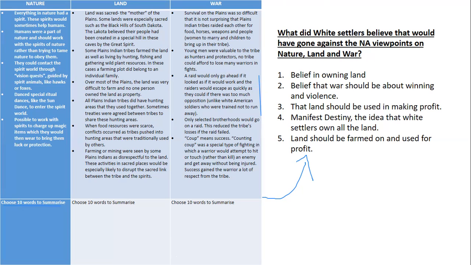How did the Native Americans go against the white settlers' viewpoint? Well, the white settlers had very contrasting views, very opposite views, including belief in owning land, belief the war should be about winning and violence, and land should be used in making profit. Manifest destiny, a really important term, is the idea that white settlers own all the land. It's this religious vision. And land should be farmed on and used for profit. So there were contrasting viewpoints, which caused conflict much later on when we start looking at Native American warfare against the white settlers.